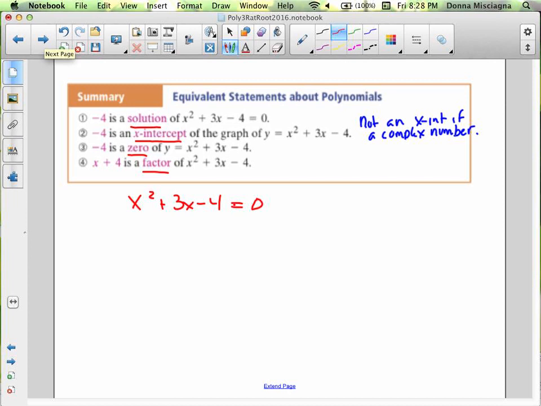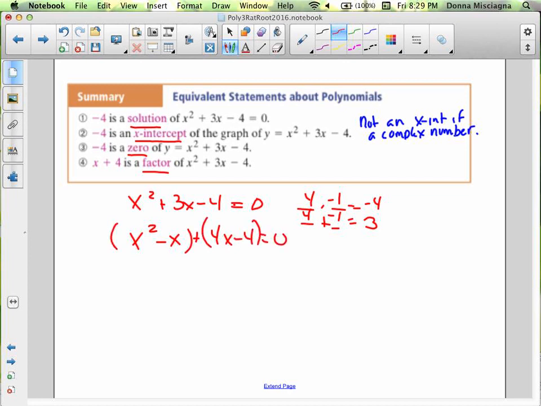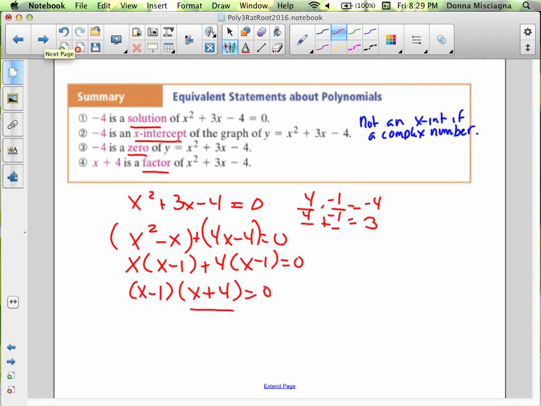Right? So 1 times negative 4 is negative 4. Two numbers that multiply to give us negative 4 and add to give us 3. It's got to be 4 and negative 1. So we would have x squared. I'm going to put the negative x first, so I don't have to factor out the negative once more. X squared minus x plus 4x minus 4. Look how nice they look together. And then we'd factor out the x, we have an x minus 1. We'd factor out the 4, we have an x minus 1. And so we would factor out that repeating x minus 1, and then the leftovers are the other factor. All right, so x plus 4 is a factor.